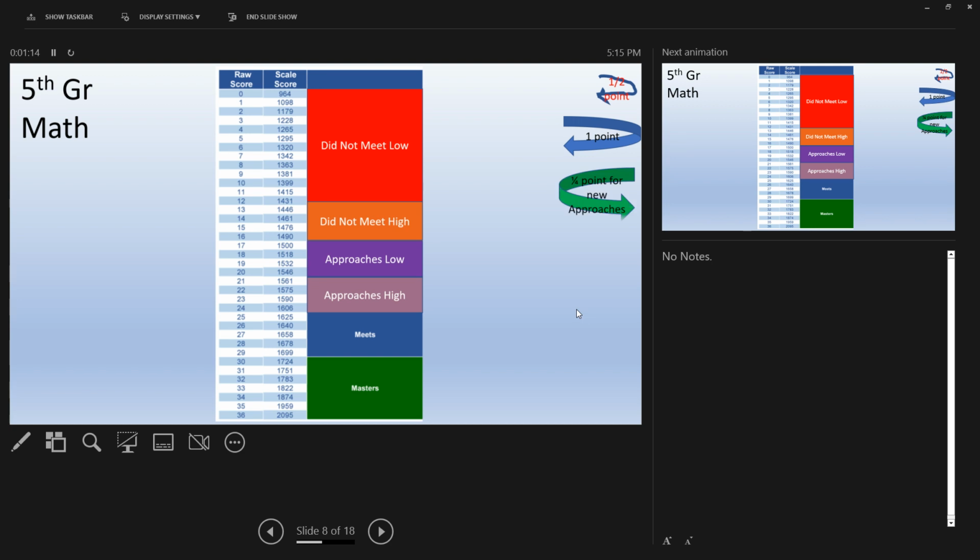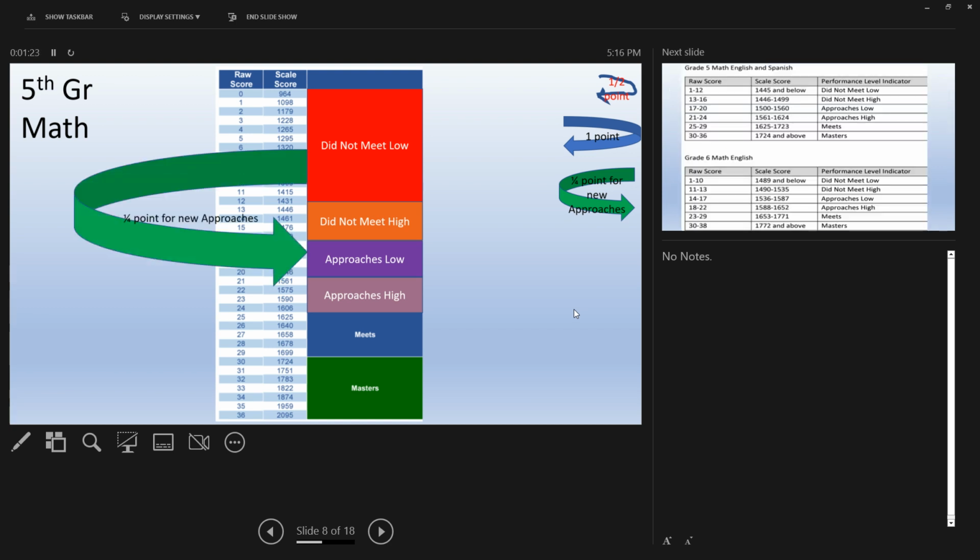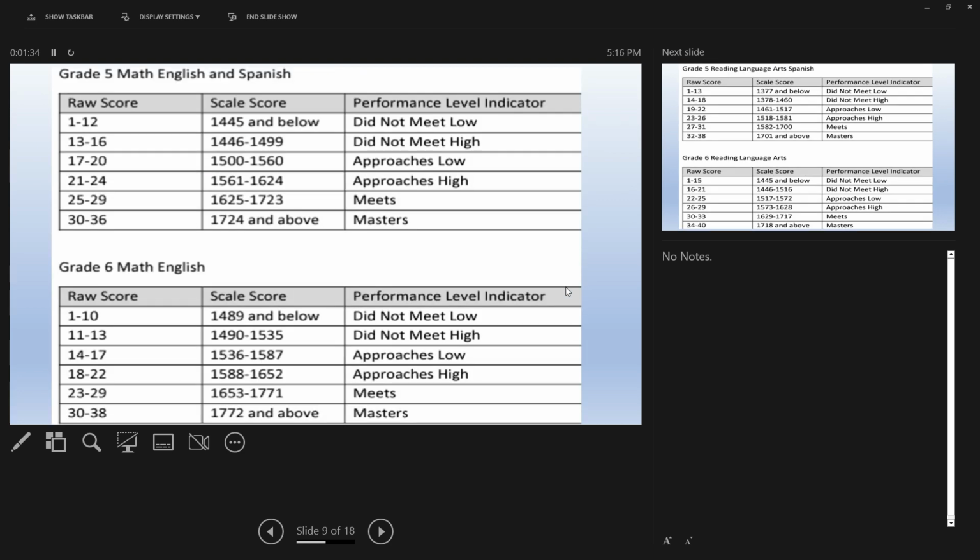And then remember, we can earn bonus points. We've got that quarter bonus point for the students who are new to approaches. So a student who in the previous year did not meet at any level, whether it was low or high, and now scores approaches or better, can earn that quarter of a point. Okay.